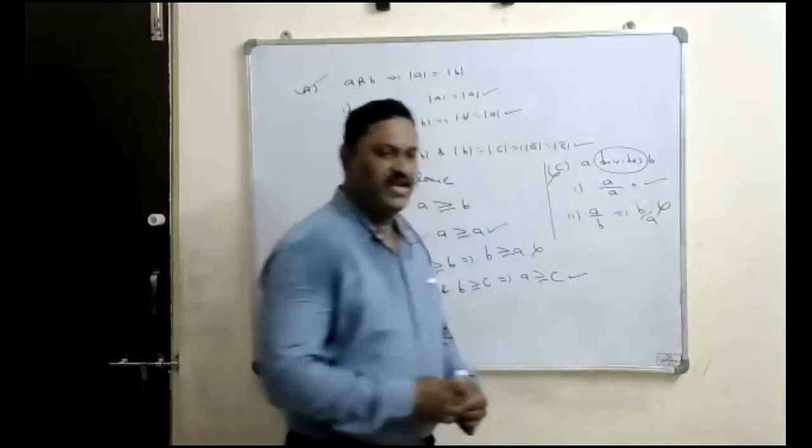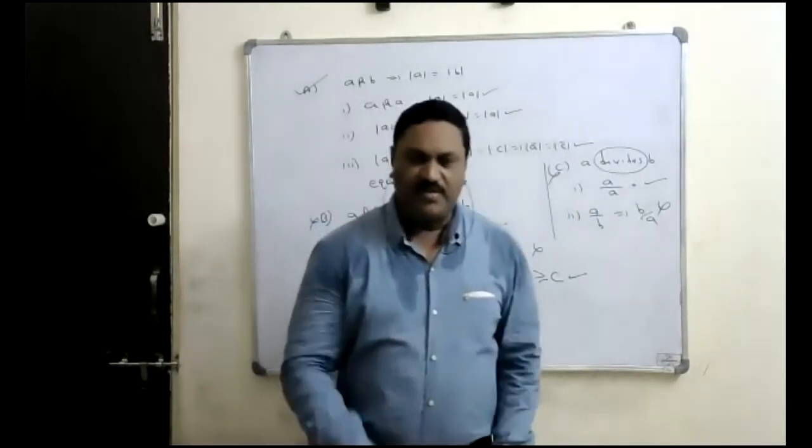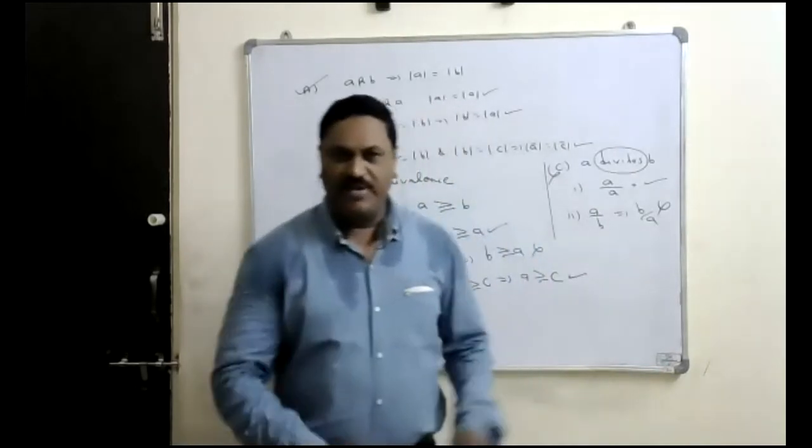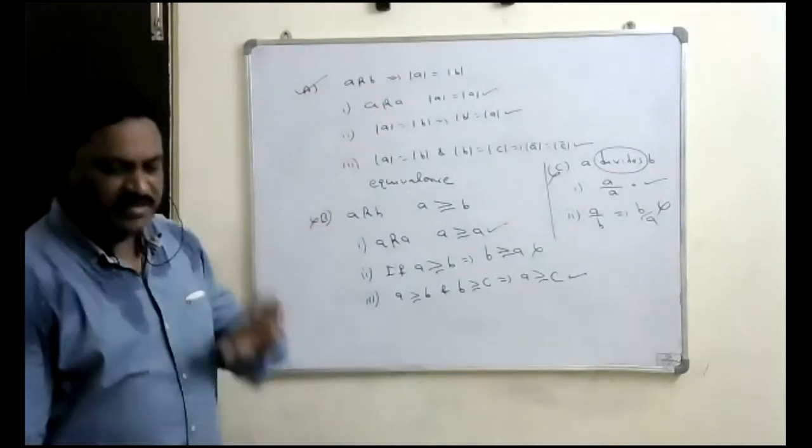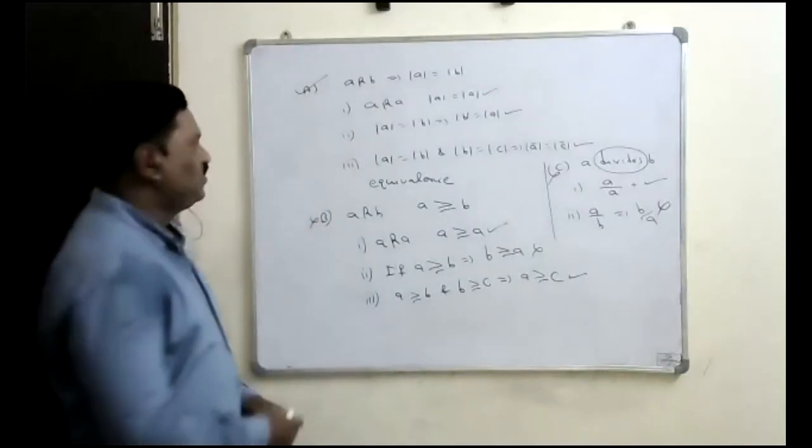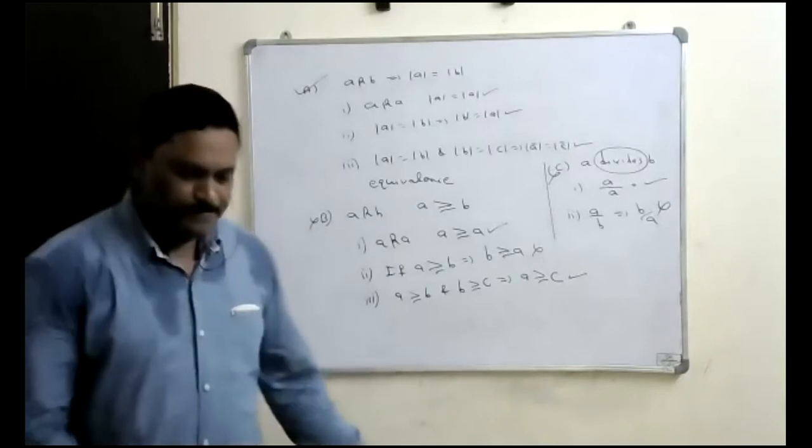And of course, the fourth option they have given is A less than B or greater than B. So less than or greater than can never be an equivalence. Therefore, the first option is correct. When the equal to symbol is there, that is always an equivalence relation. Therefore, the first option is correct.